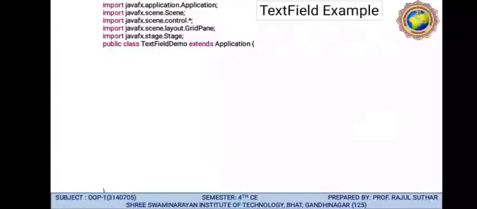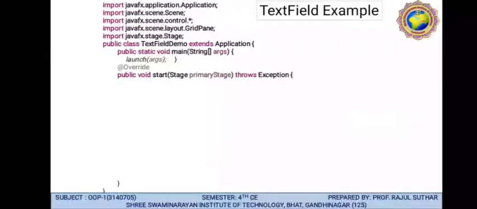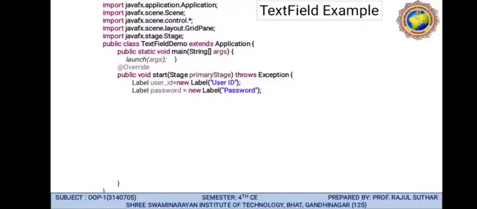Here the class name is TextFieldDemo, which extends Application, with public static void main(String[] args) where we launch the application. It overrides public void start(Stage primaryStage) throws Exception. We require two labels. Label is useful for non-editable text, and we are using the text field for editable text. So Label userID is equal to new Label("User ID"), and Label password is equal to new Label("Password"). This user ID and password are displayed, and we cannot change their values. So it is called a label.